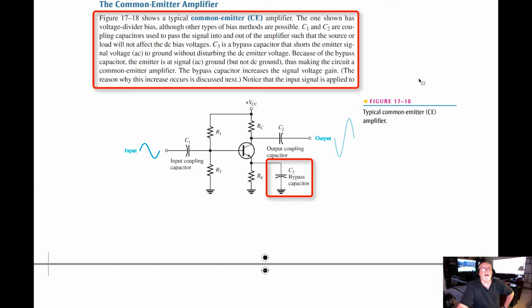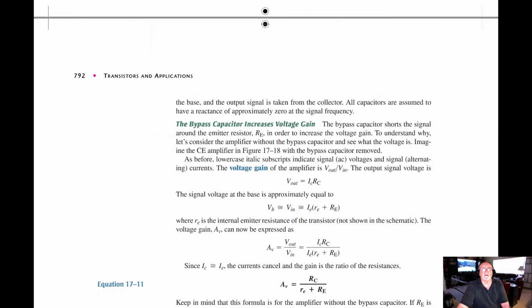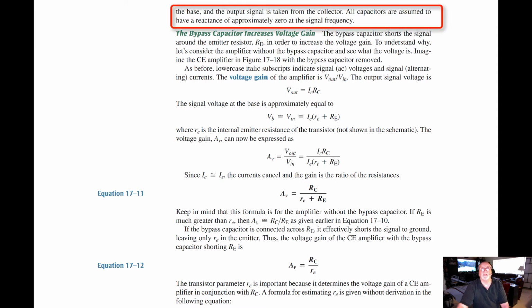The reason why this increase occurs is discussed. Notice that the input signal is applied to the base. The output signal is taken from the collector. All capacitors are assumed to have a reactance of approximately 0 at the signal frequency. Again, what are we looking for? We're looking for all of the energy to be coupled to the output.